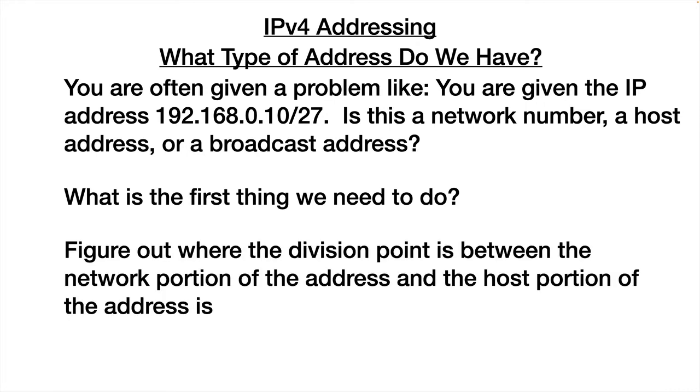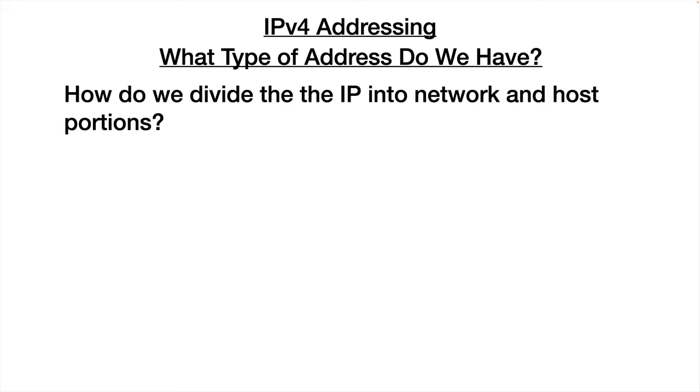And hopefully you would come back, since this should be review from 160, 161. We need to figure out where the division point is between the network portion of the IP address and the host portion of the IP address. So how do we divide the IP into this network and host portion? The correct answer is we apply the net mask to the IP. Another way to say that is we do a bitwise AND of the IP address and the subnet mask together.